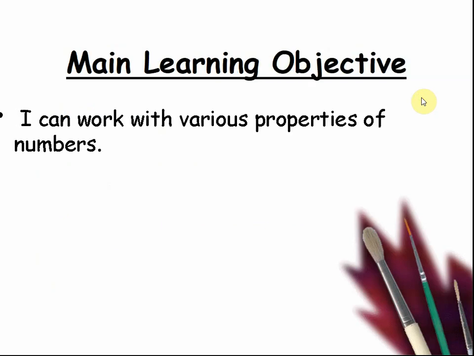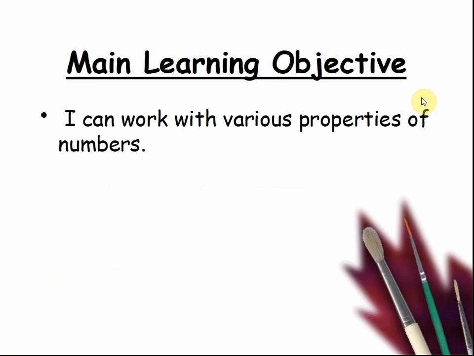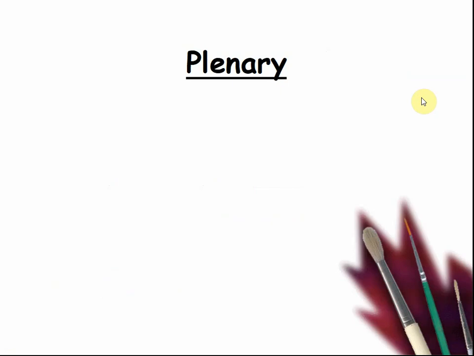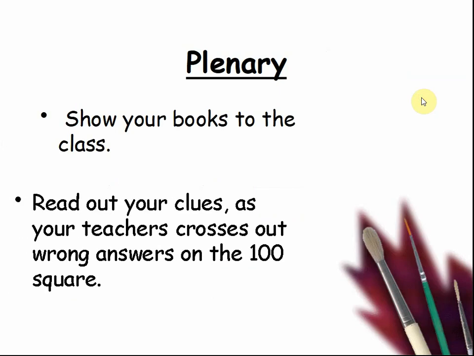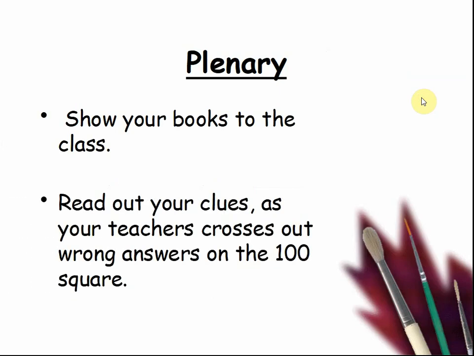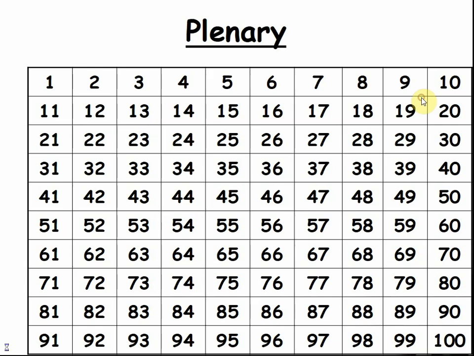The main learning objective today was: I can work with various properties of numbers. Here is the plenary, after you have finished making your books. Show your books to the class. Read out your clues as your teacher crosses out wrong answers on the 100 square. Pause the video and play the game.